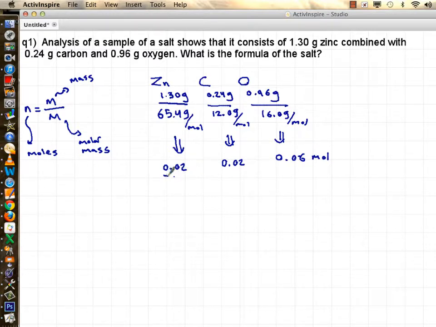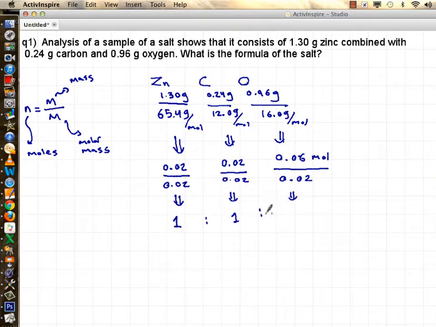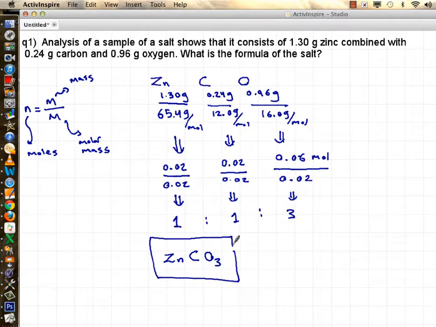Now, there are a number of ways you can convert them into whole numbers. One way is to divide all of them by the smallest number that you see. In this case, 0.02 is the smallest of all numbers, so 0.02 divided by 0.02, and 0.06 divided by 0.02. When you do that, you will get 1 zinc, 1 carbon, and 3 oxygen. So the empirical formula is ZnCO3, which is zinc carbonate.